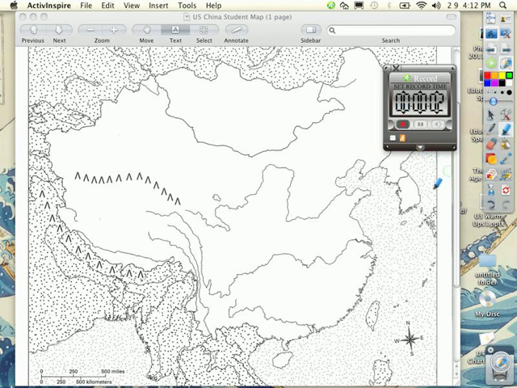Today we're going to look at the geographic features of China. We're going to start with the major bodies of water, starting with two huge rivers. First one is called the Yangtze River. And it starts here. We're going to highlight it, flowing down to the sea.